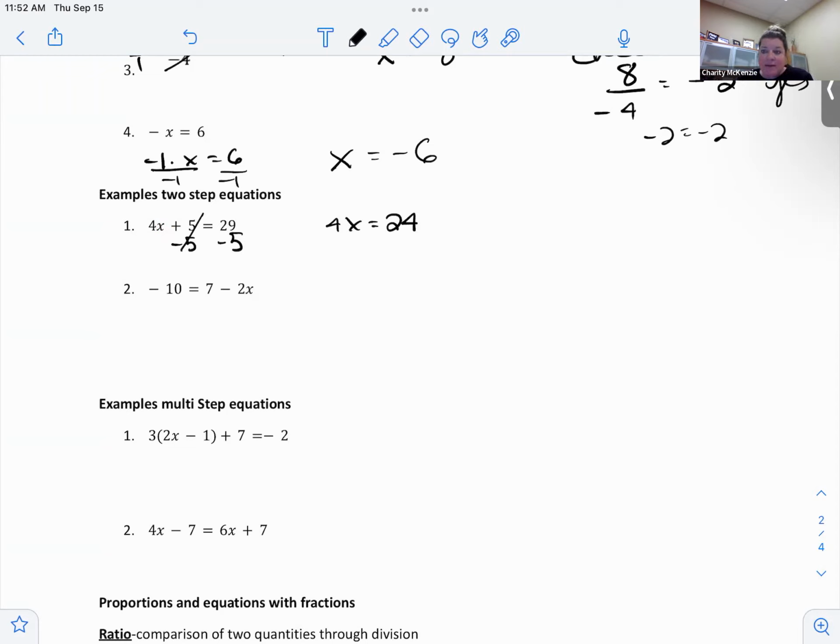And from here, then we see multiplication. So I always want to add or subtract the numbers away first. Now I see times, so I want to do division. So x equals 6. Now go back to the original for your check.